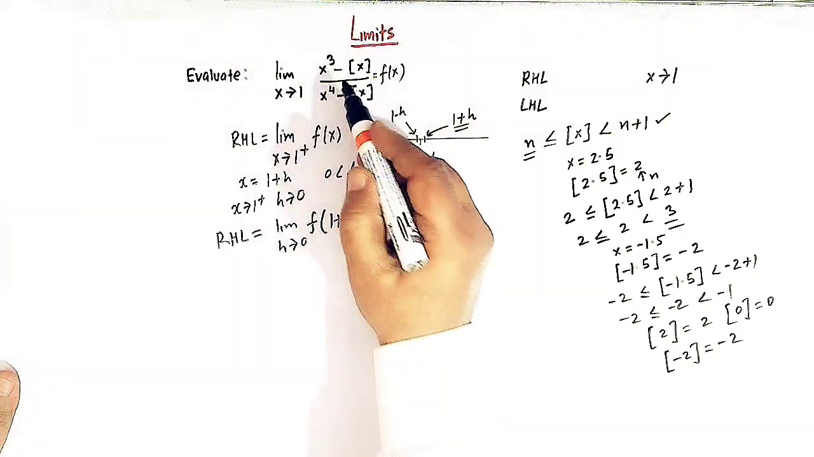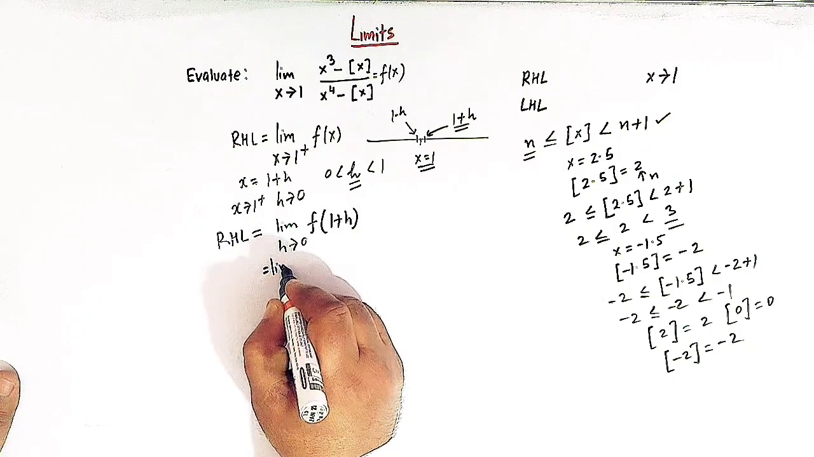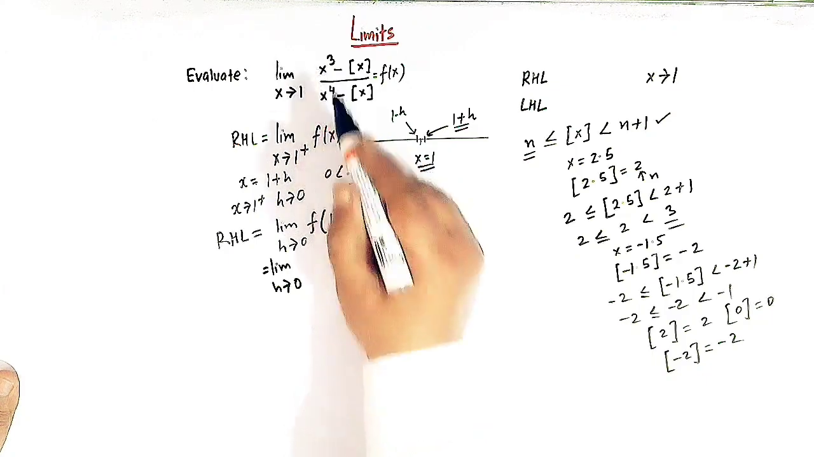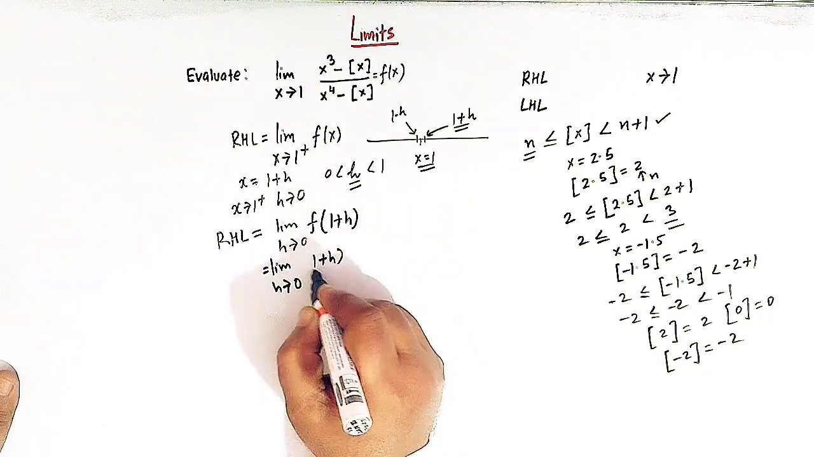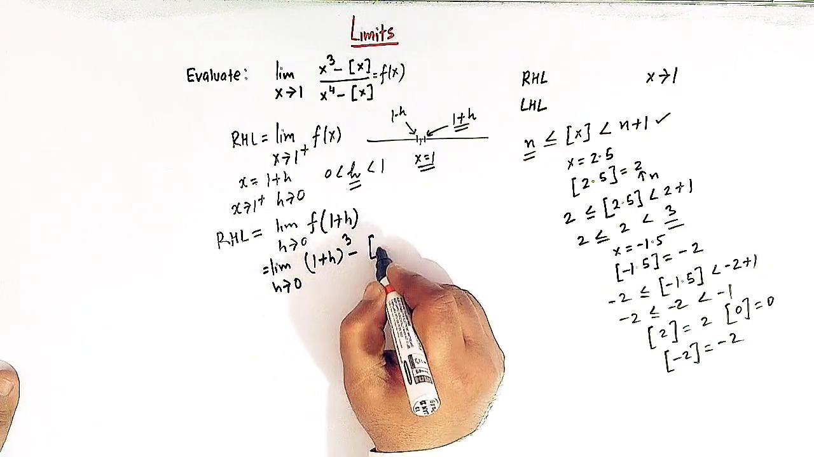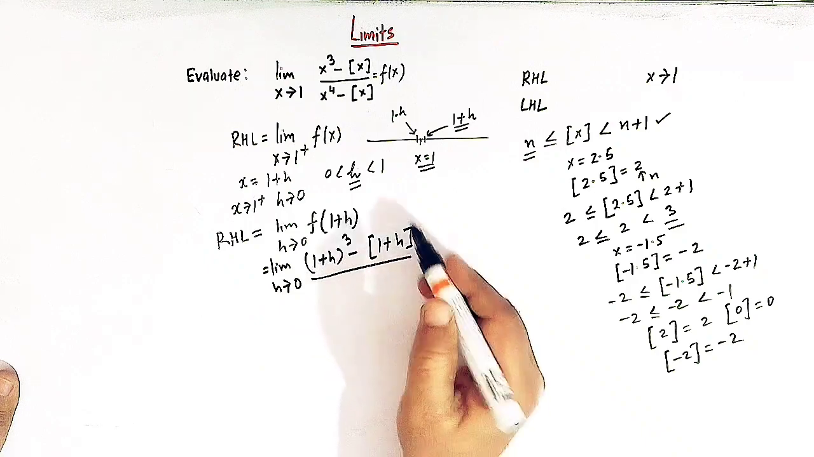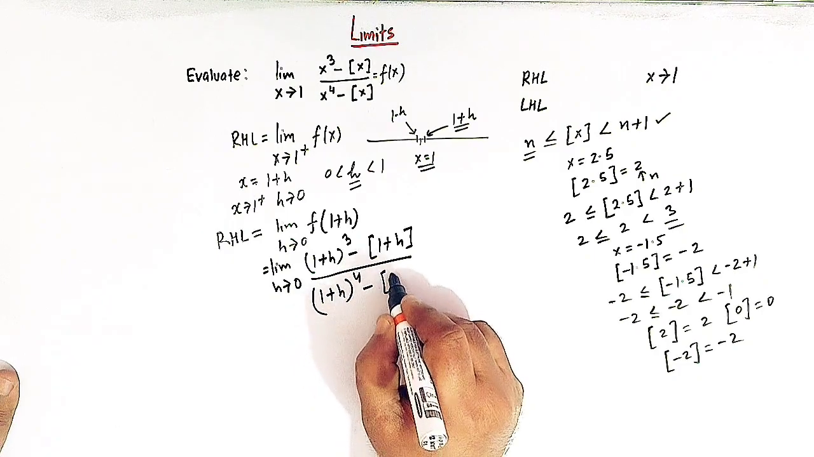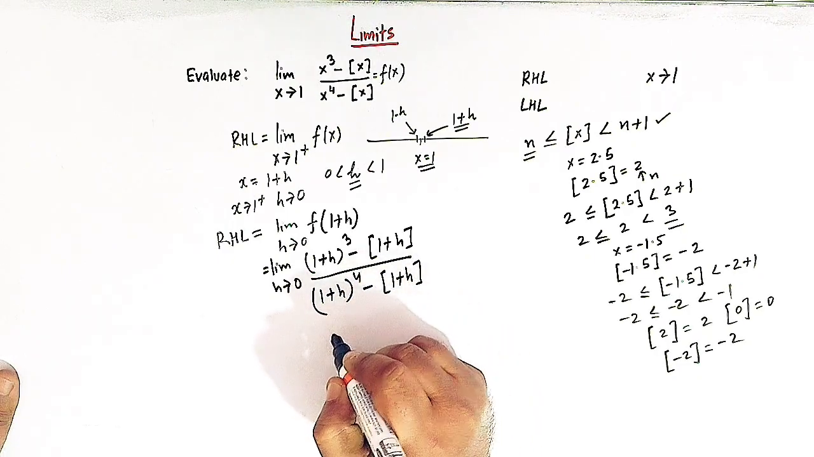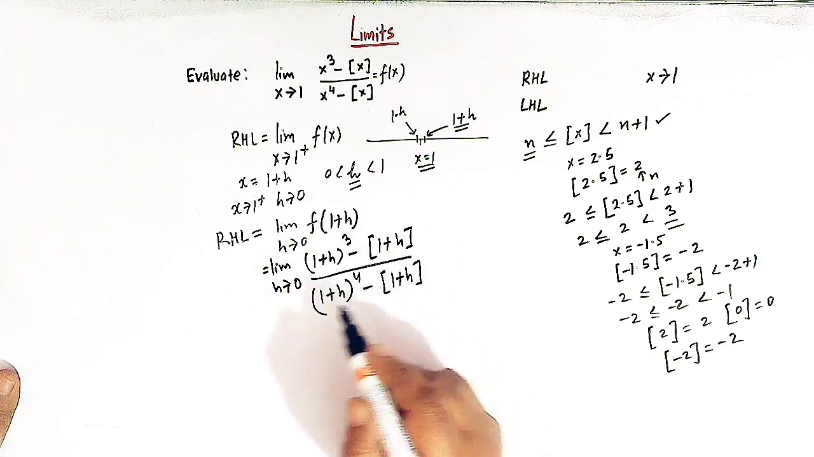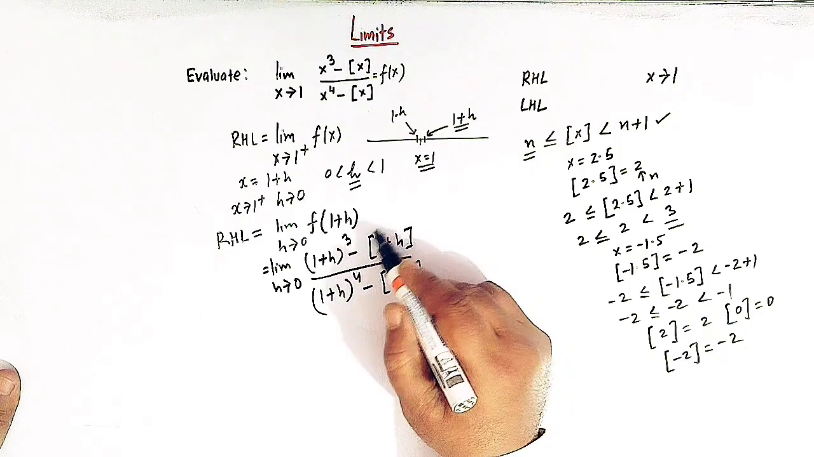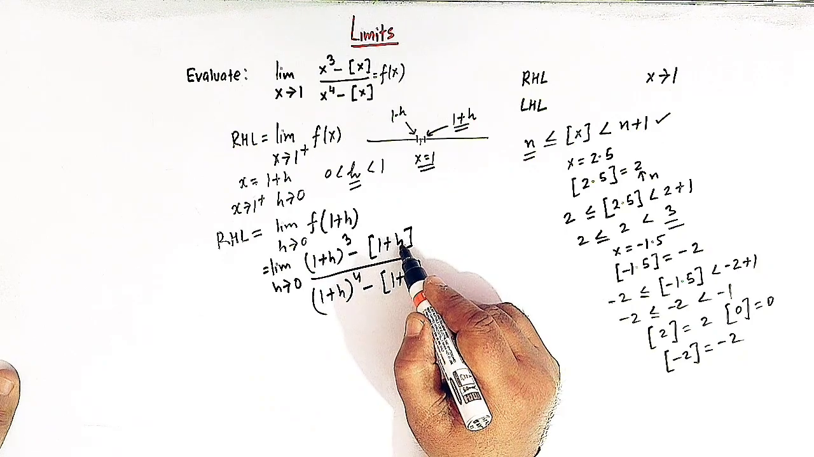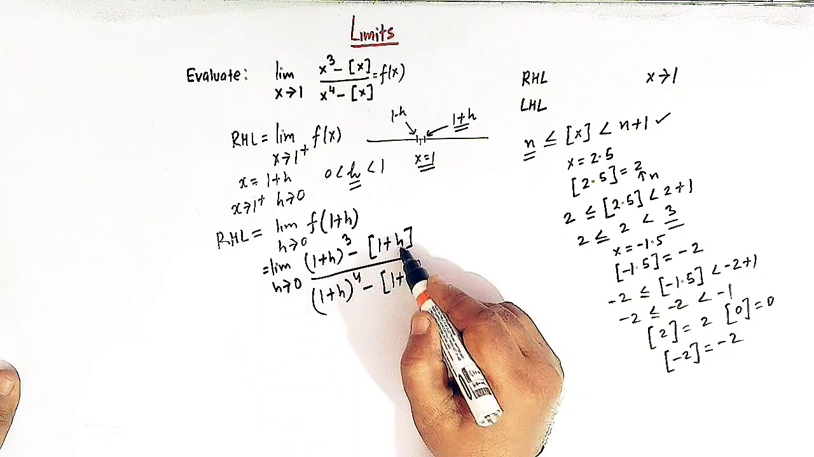Now we substitute 1 plus h in this expression. We have limit h tends to 0, and f of 1 plus h is obtained by replacing x by 1 plus h: (1 plus h) cube minus greatest integer of 1 plus h, divided by (1 plus h) raised to 4 minus greatest integer of 1 plus h. Whenever we come across functions like the greatest integer function or fractional part function, we cannot directly substitute the value of h as 0.